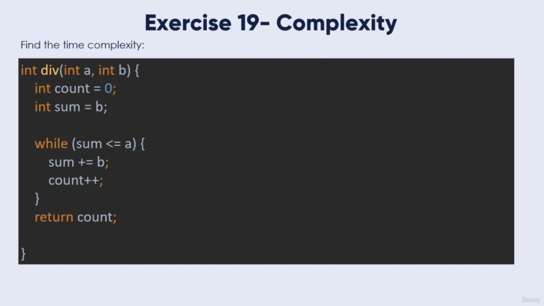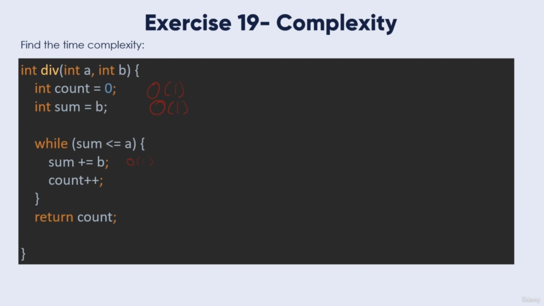Okay, so let's begin. We start with int count equal to 0. This declaration is O of 1. Int sum equal to b, O of 1. Now this loop: while sum is less than or equal to a, sum equals the old sum plus b. This declaration is O of 1. And count, we are increasing 1 by 1.